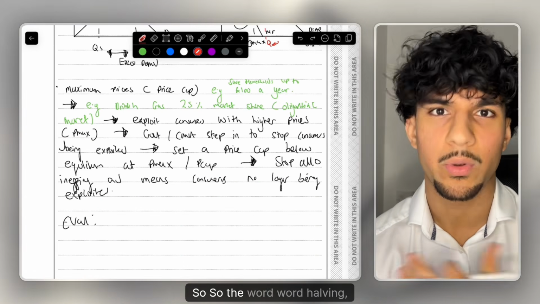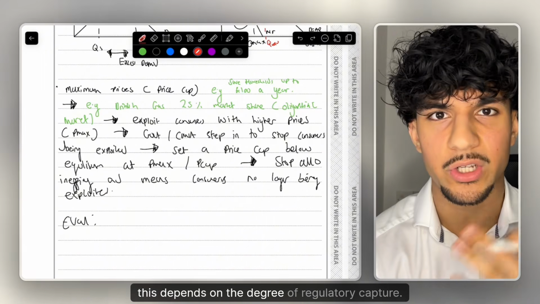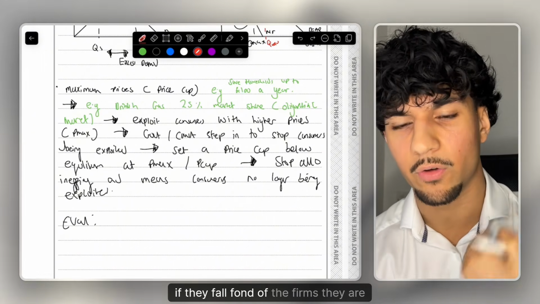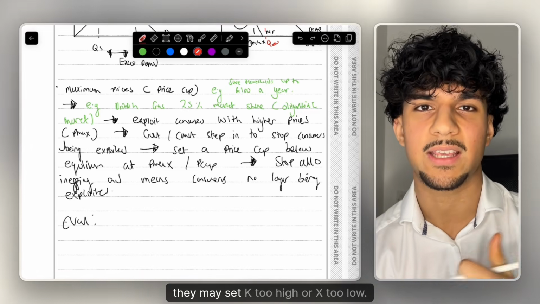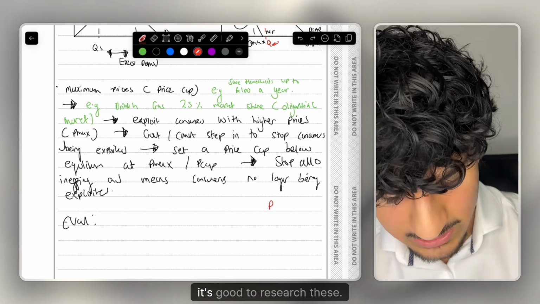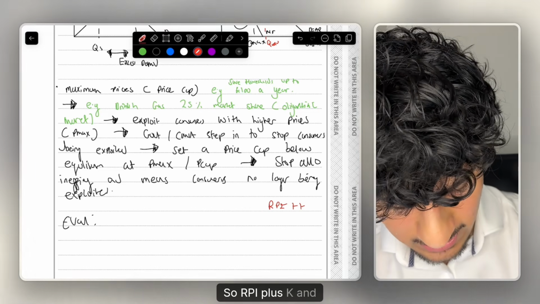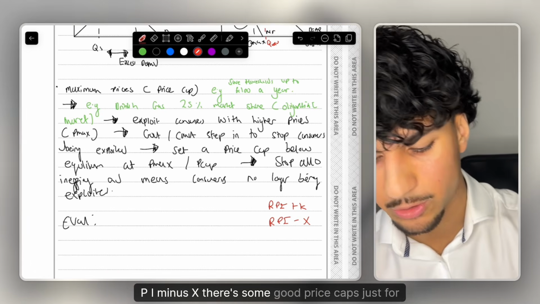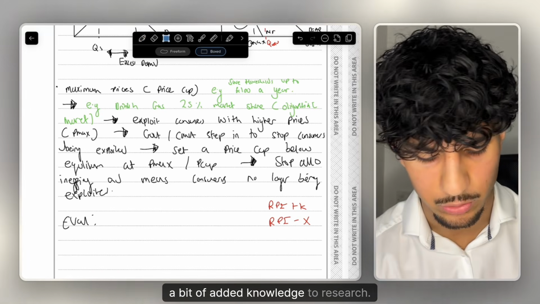So the way I'd word it, however, evaluation, this depends on the degree of regulatory capture, and then I will talk about how regulators, if they fall fond of the firms they are regulating, they may set K too high or X too low. And if you have no idea about what I mean by them, it's good to research these. So RPI plus K and RPI minus X. There's some good price caps just for a bit of added knowledge to research.